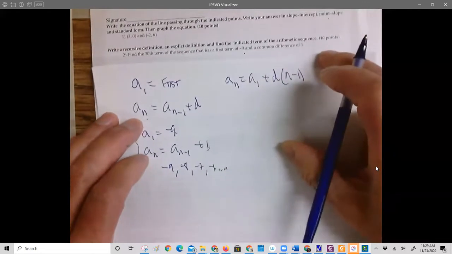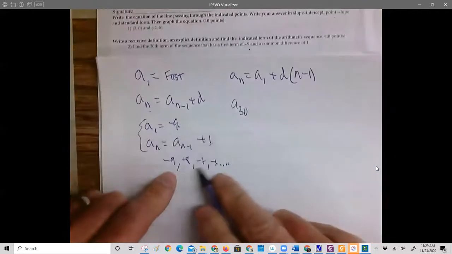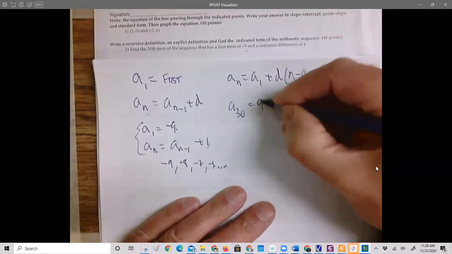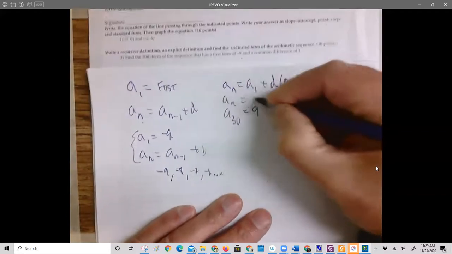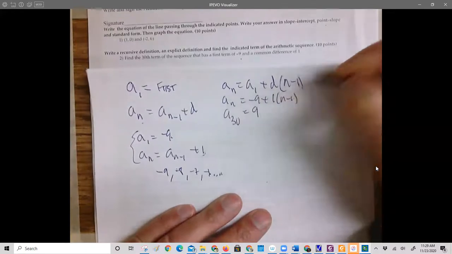So then how do I find the 30th term? Well, to find a sub 30, I could do this 30 times, but that doesn't sound very much fun. So the first term is -9. Actually, why don't I write the explicit form? A sub n equals -9 plus 1 times n minus 1.